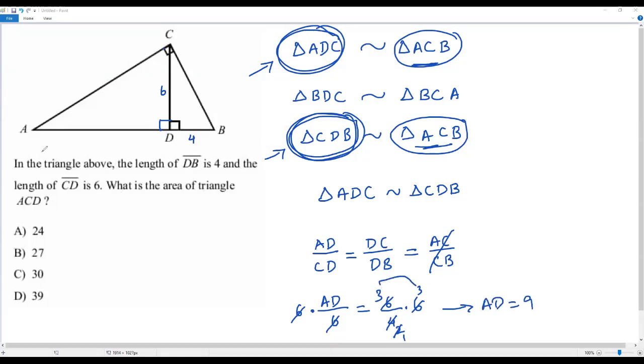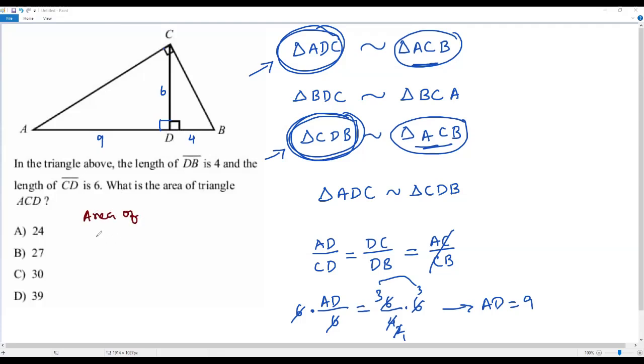Okay, now I got the length of the side AD of this triangle ACD. That is 9. Actually, AD is the base of the triangle ACD. Okay, for this triangle ACD, now we got the base 9. Already we have the height, that is 6. Okay, now let's get the area of the triangle ACD. Let me write the stuff over here.